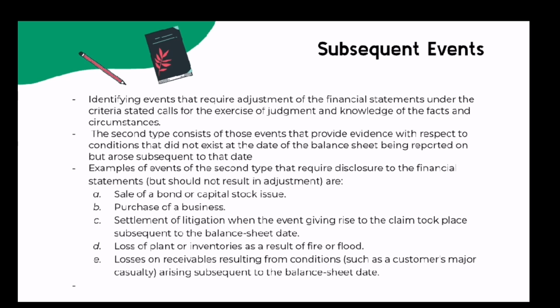Examples of events of the second type that require disclosure to the financial statements but should not result in adjustment are sale of a bond or capital stock issue, purchase of a business, settlement of litigation when the event giving rise to the claim took place subsequent to the balance sheet date, loss of plant or inventories as a result of fire or flood, and losses on receivables resulting from conditions such as a customer's major casualty arising subsequent to the balance sheet date.